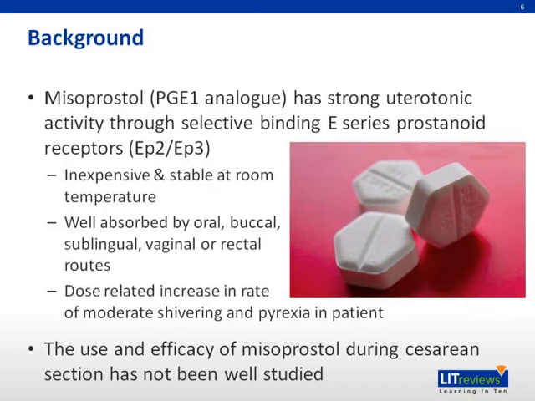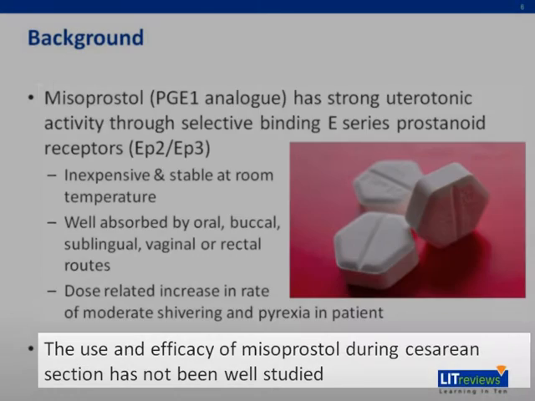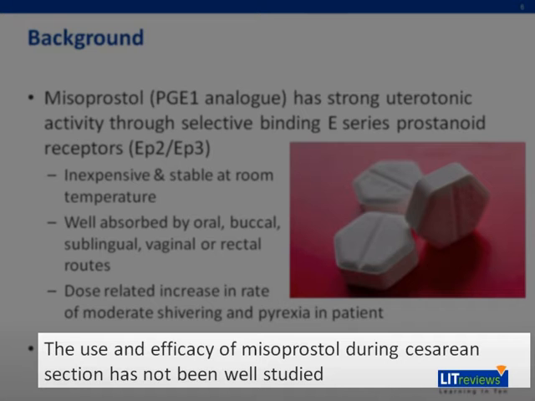Another agent used in treatment of PPH is misoprostol, a prostaglandin analog with strong uterotonic activity through selective binding of E-series prostanoid receptors. It is comparatively inexpensive and easier to store, as well as can be administered via different routes. However, side effects include a dose-related increase in rate of shivering and pyrexia. The use and efficacy of misoprostol during C-sections has not been extensively studied to date.